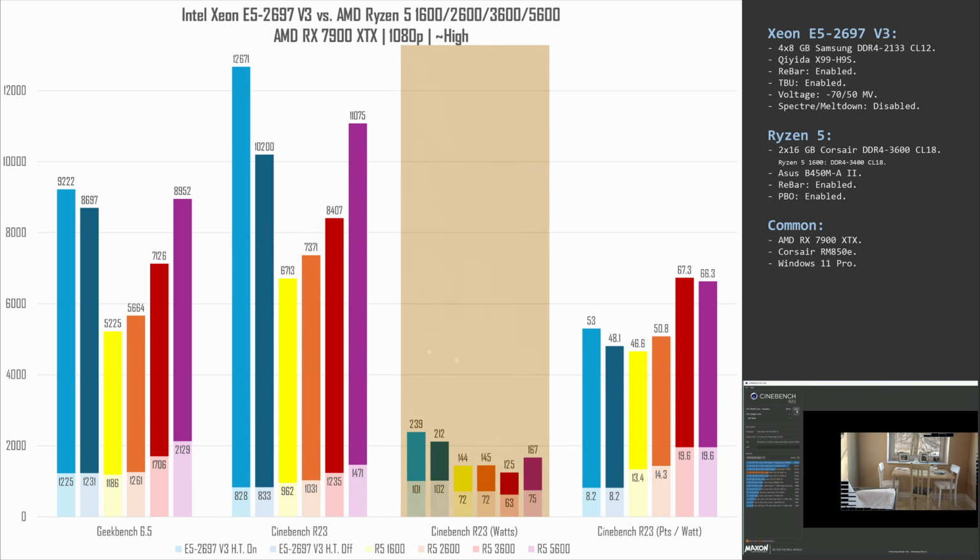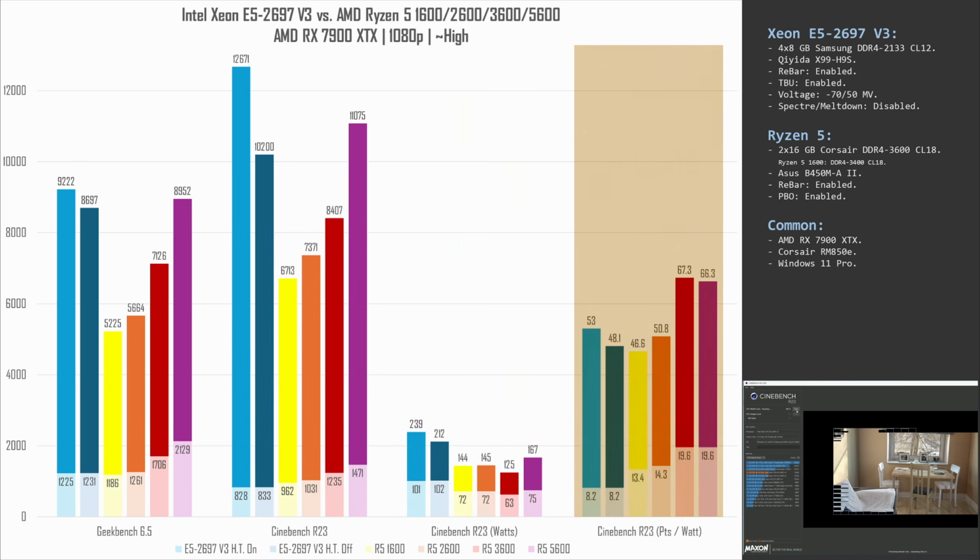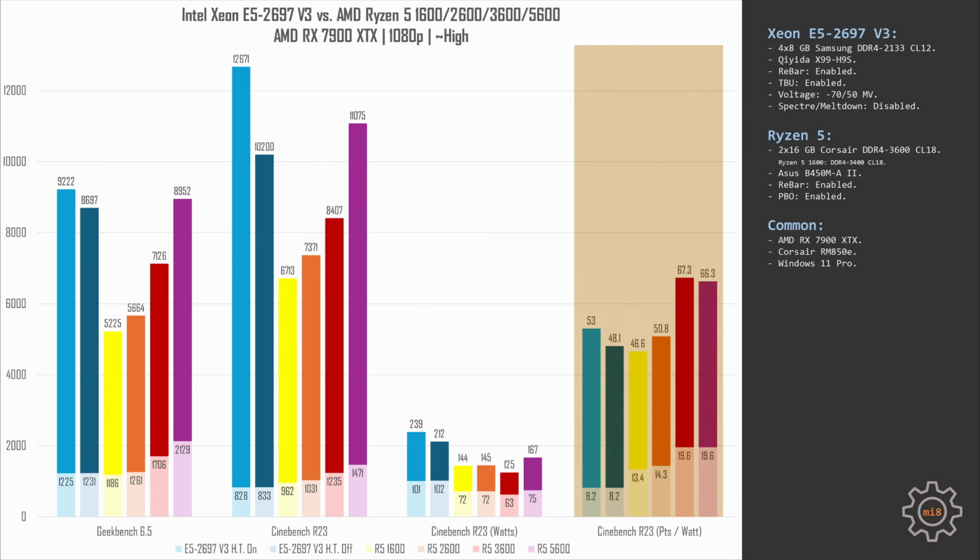Power consumption, well, during the single-core test, Ryzen CPUs are 2 to 3 times more efficient than the old Xeon, but with all cores loaded, efficiency between the E5-2697 V3 and Ryzen 5 1600 and 2600 is about the same. Ryzen 5 3600 and 5600 are much newer and noticeably more efficient in this test.